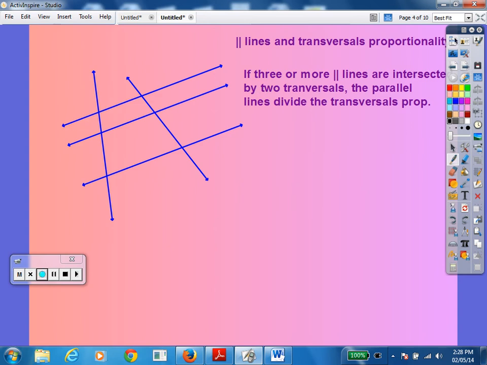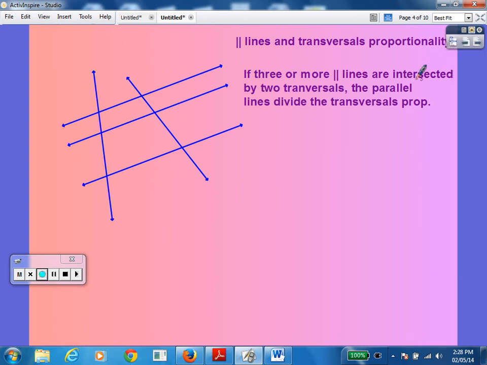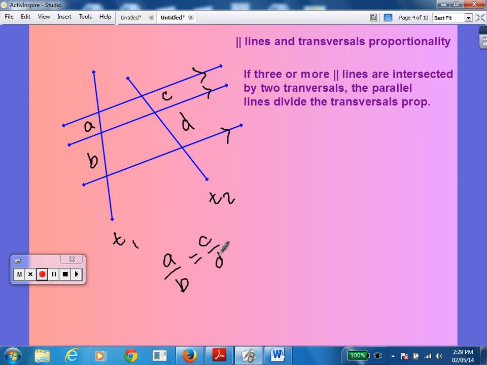Then you had the parallel lines and the transversal proportionality. If three or more parallel lines are intersected by two transversals, so here's transversal 1 and transversal 2, the parallel lines divide the transversals proportionally. So that means that you can do the same thing that we did with the triangle figure. It's the same idea. And you set it up exactly the same way. A over B equals C over D.